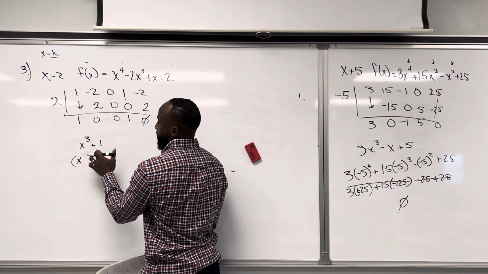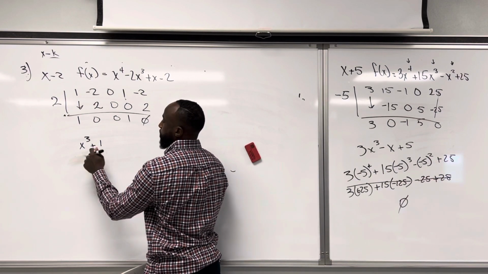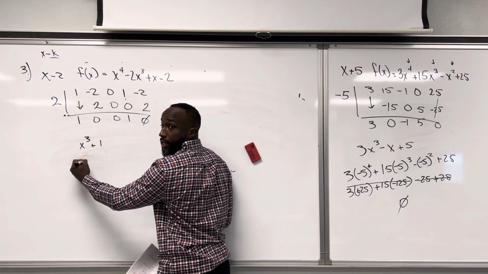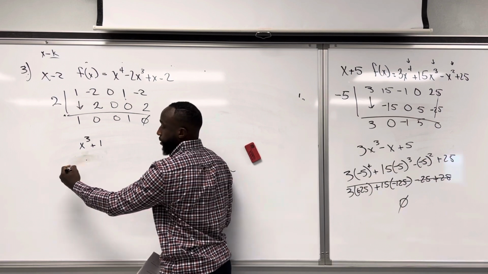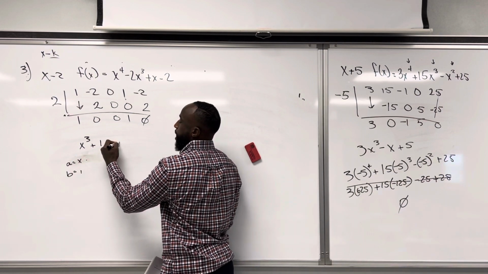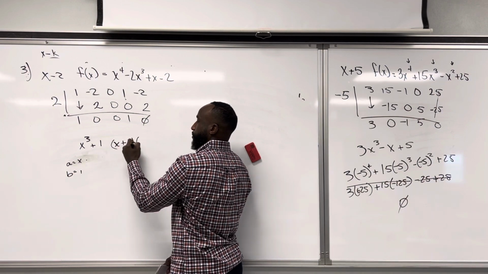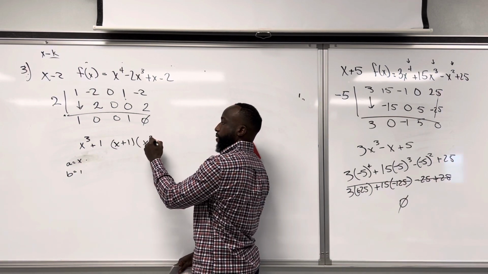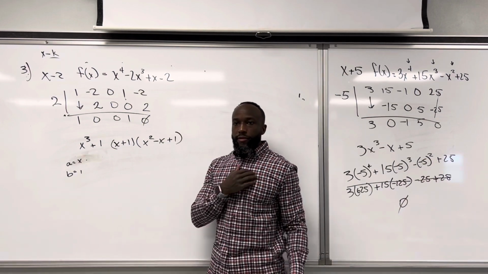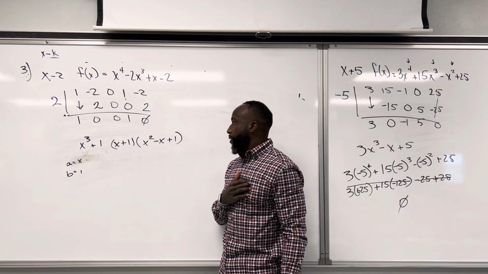So let's factor this out. This is a cubic, right? So it'll be x plus 1. You get x plus 1, then it's x squared minus x plus 1. Yeah, x squared minus x plus 1, right?